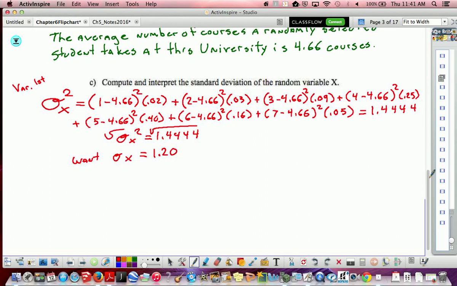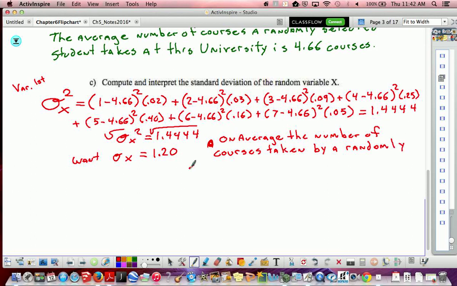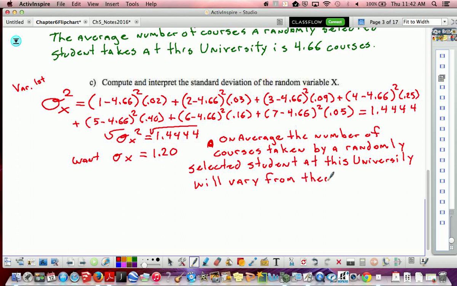So the question is, what does this value mean? We're basically saying, on average, the number of courses taken by a randomly selected student at this university will vary from the mean by 1.20 courses.